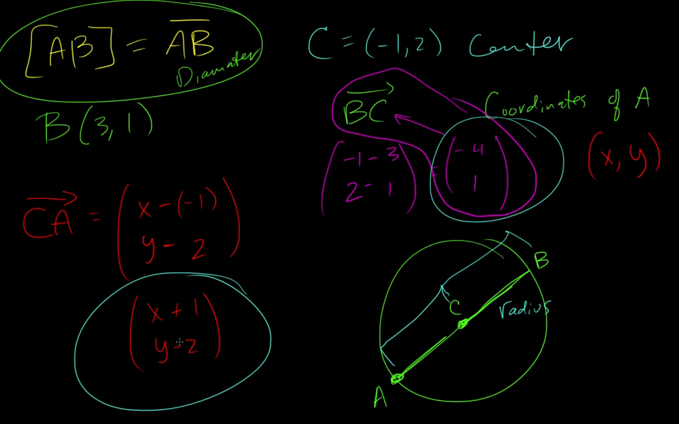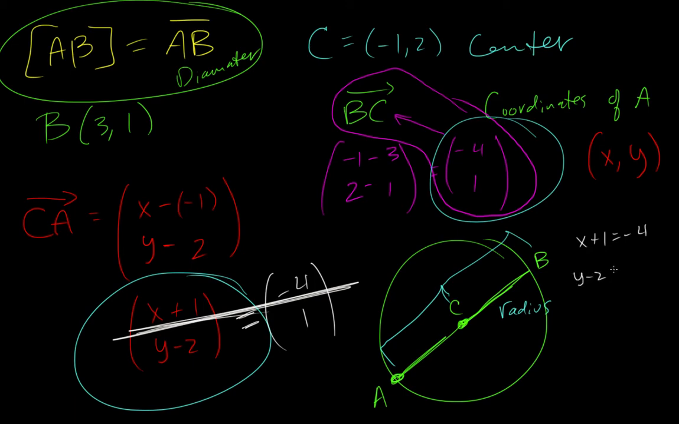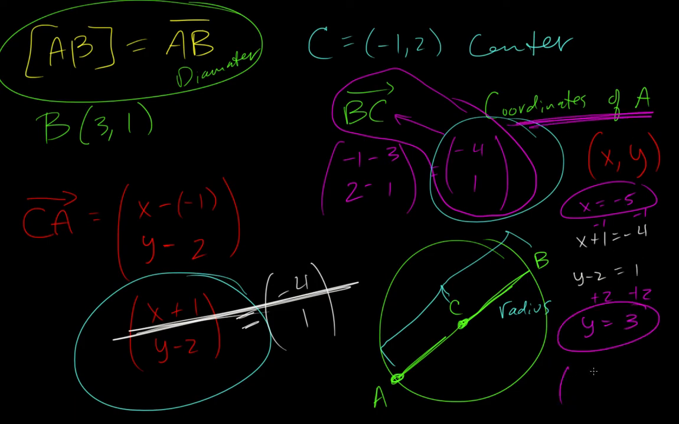And so what we can do is just set this equal to this and come up with a couple equations. So from here, we can come up with the equation x plus 1 equals negative 4. That's just taking this entire row. And then we can also do y minus 2 is equal to 1. So if we just subtract 1 from both sides, we see that x is equal to negative 5. And if we just add 2 to both sides, we see that y is equal to 3. And so if we put that into a point, because we want the coordinates, that's just (-5, 3).